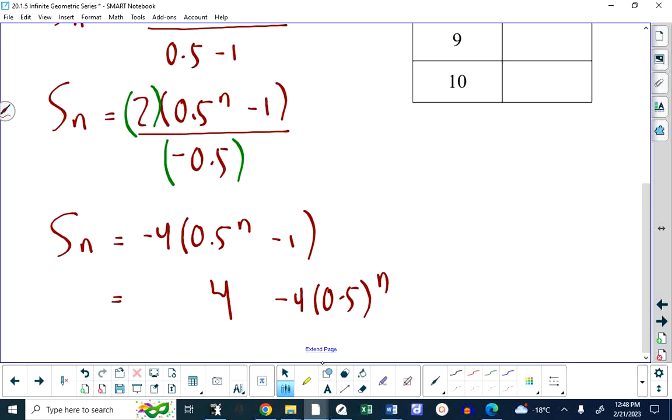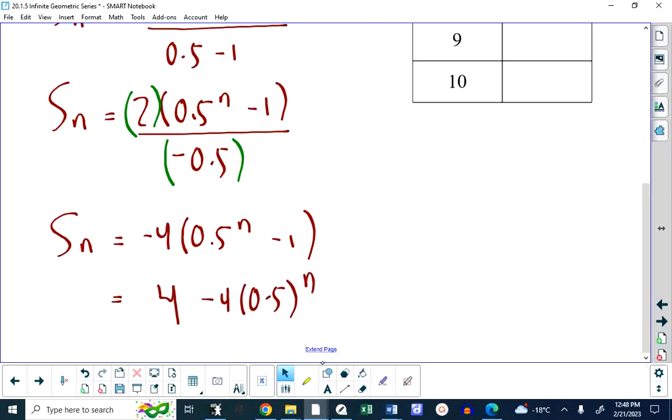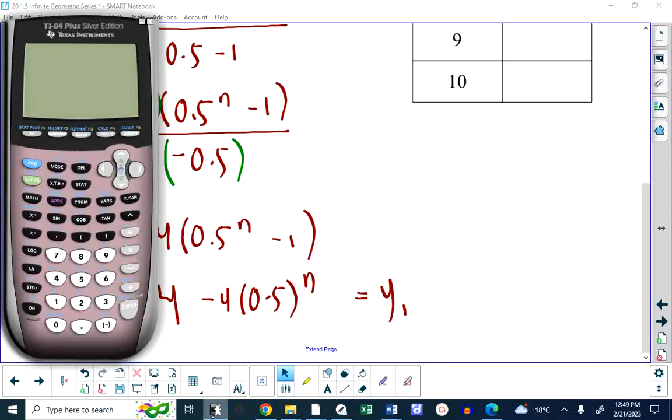Now, I just want to be careful here. Make sure you understand, you didn't need to simplify any of this. To fill in this table, you didn't need to do so. I chose to do so, though, because I want to put this in for y1 so I can generate this table. And I would rather put something in for y1 that's simpler than a big mess. So I'm going to put that in for y1 in my calculator.